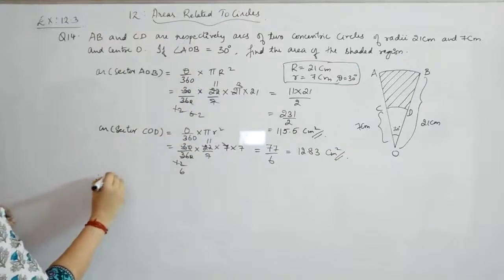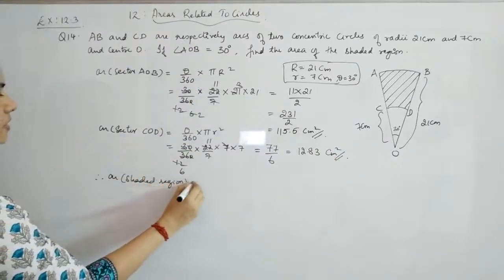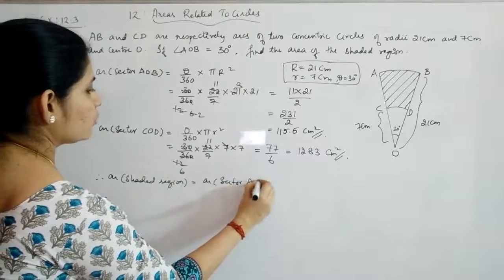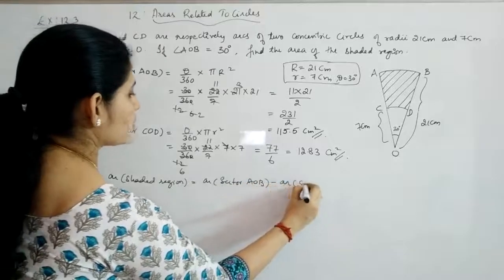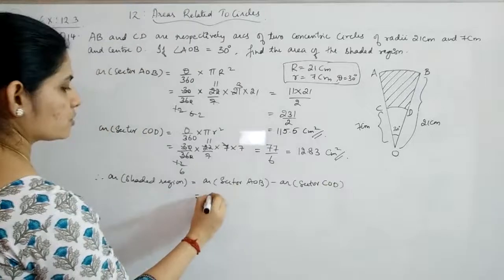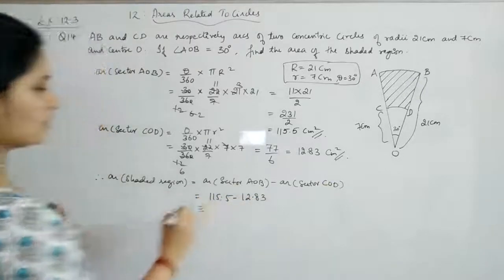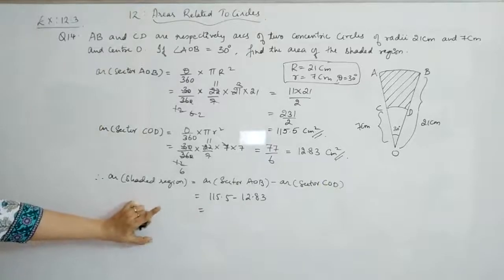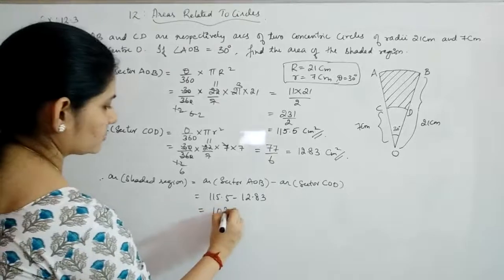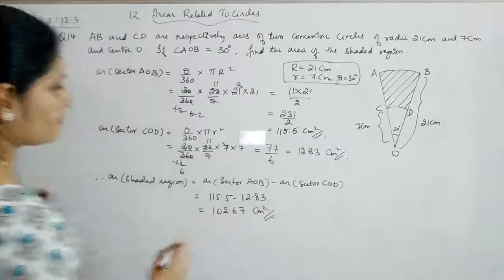Now what will be the area of the shaded region? Area of the shaded region is equal to area of sector AOB minus area of sector COD, which is equal to 115.5 minus 12.83, and this is equal to 102.67 centimeter squares. Okay.